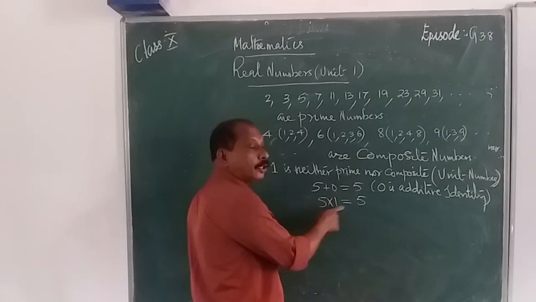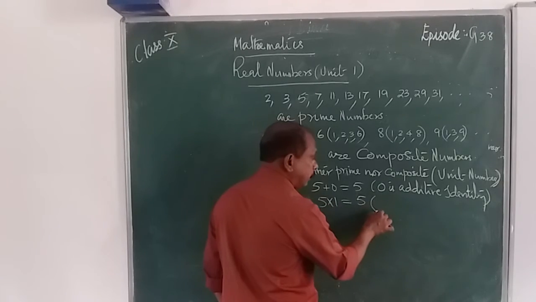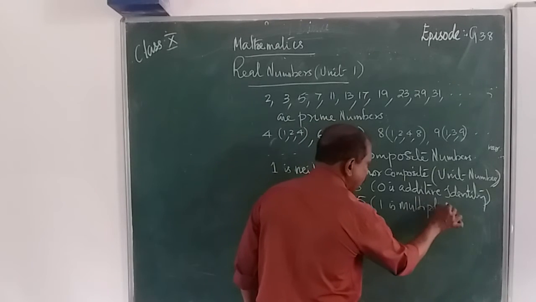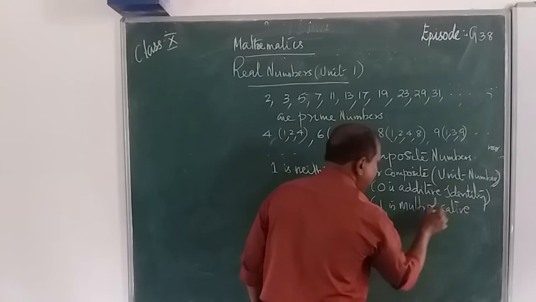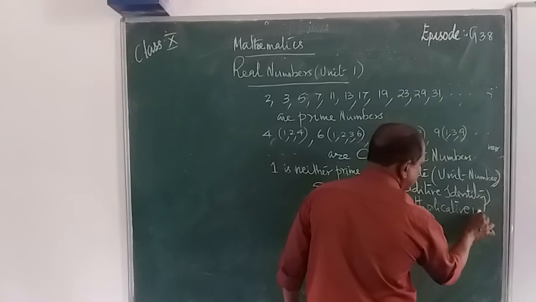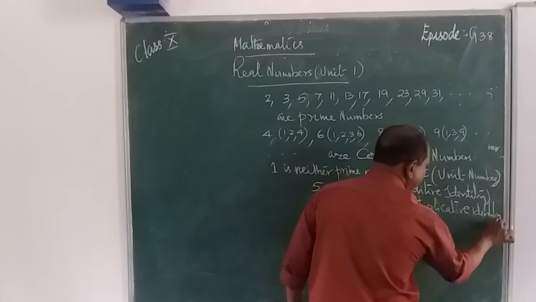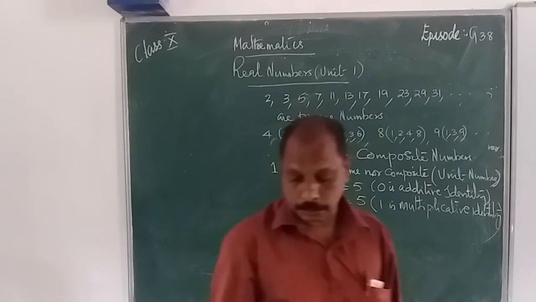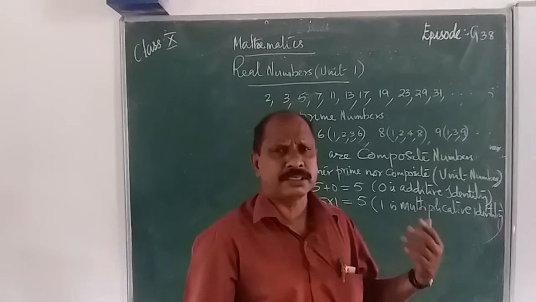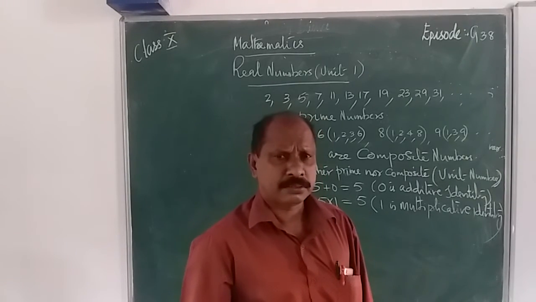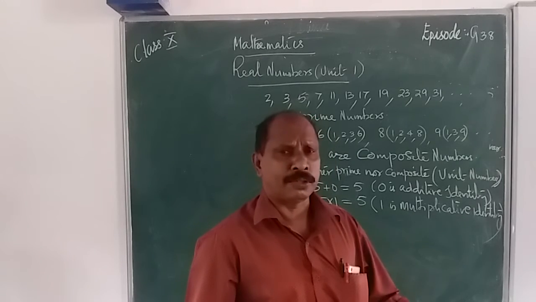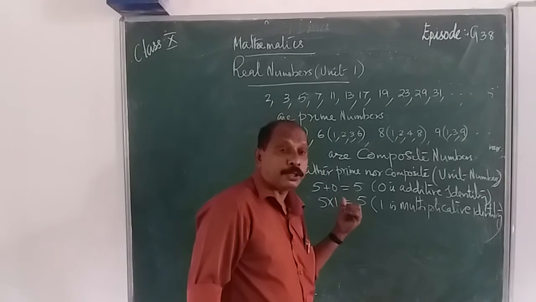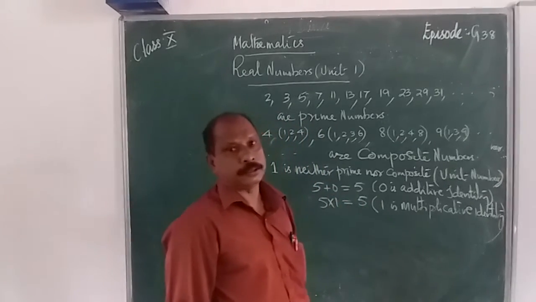Similarly, 5 into 1 is equal to 5. Therefore, 1 is the multiplicative identity. Any number plus 0 is equal to that number, therefore 0 is the additive identity. We know this result from the previous classes, the 4th, 5th or 7th. And any number into 1 is that number. Therefore, 1 is the multiplicative identity.